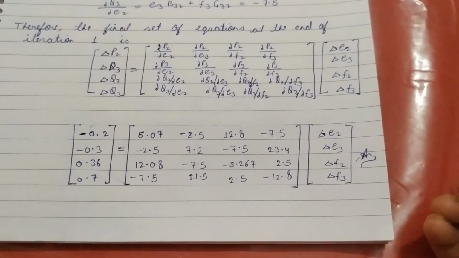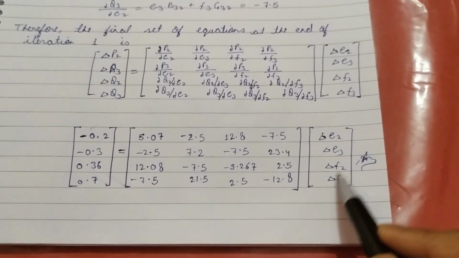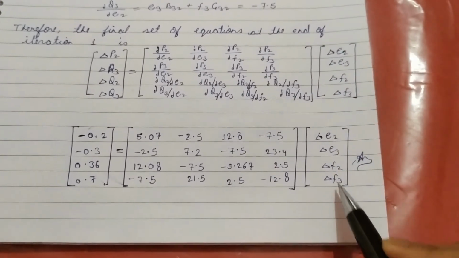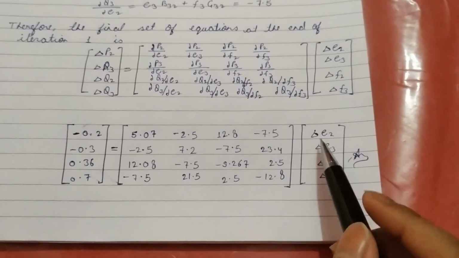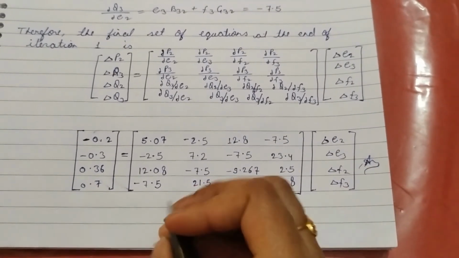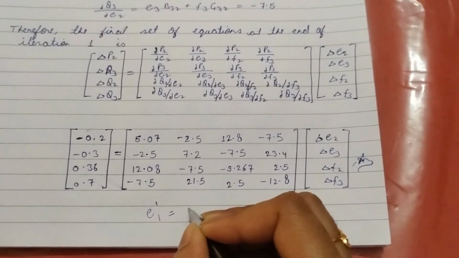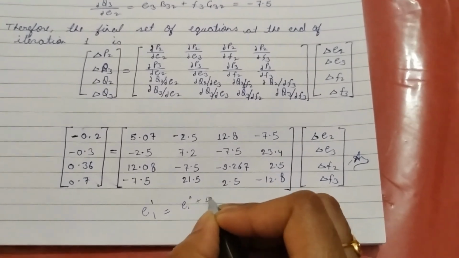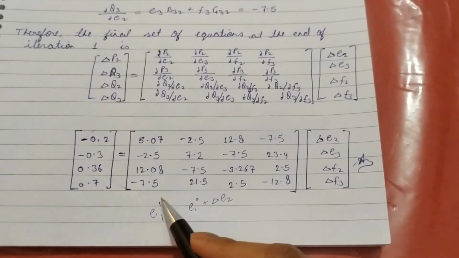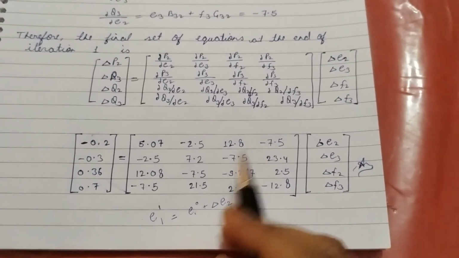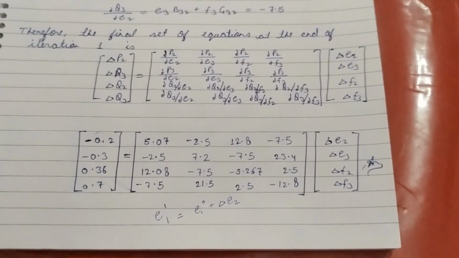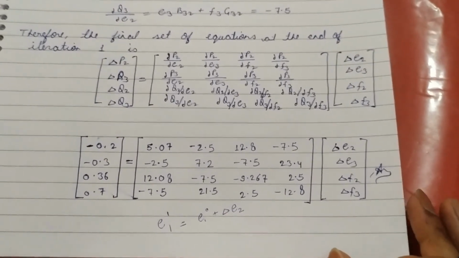If we want to go further, we can calculate the values of del E2, del E3, del F2, del F3 from this equation, and after the first iteration, E2 at iteration 1 would be equal to E2 at iteration 0 plus del E2. So we can take the updated values and again calculate in the same procedure. Thank you.